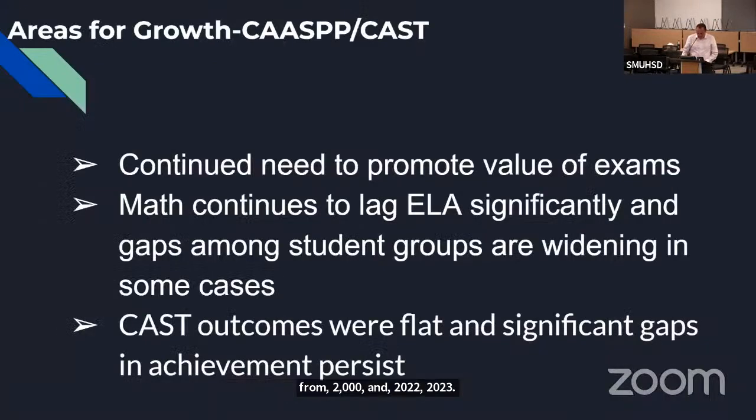This slide is a summary of the areas of need highlighted by the CASP and the CAST. First, we need to continue to promote the value of these assessments for all of our students. Math continues to see significant differentials across subgroups, and those differentials are getting worse. Finally, we're trying to make sense of how much of the CAST informs our work when it is taken.